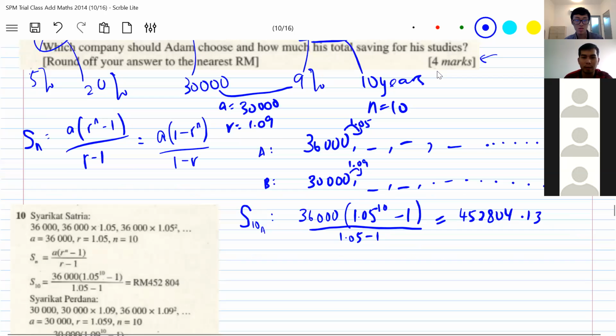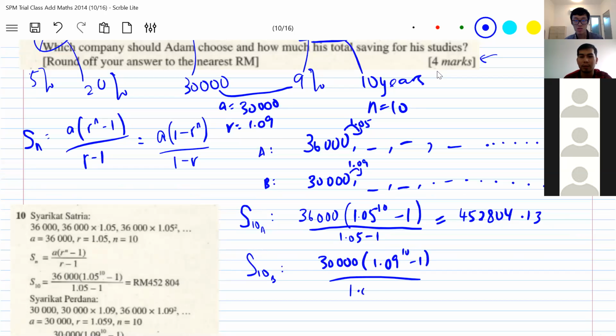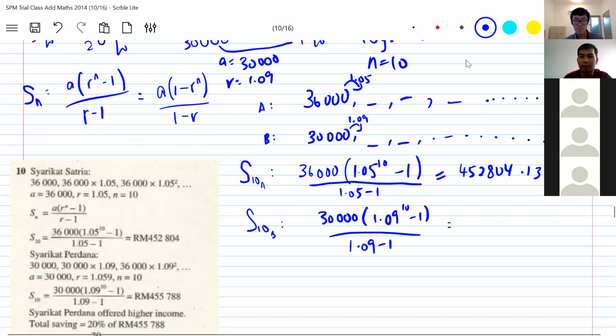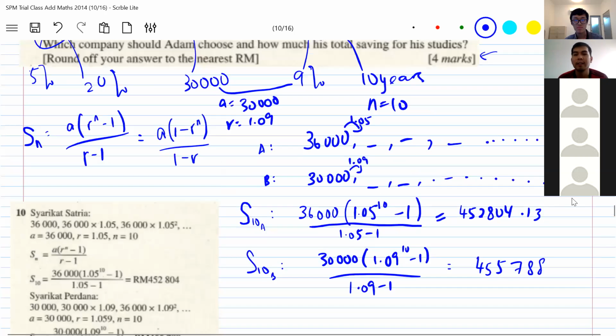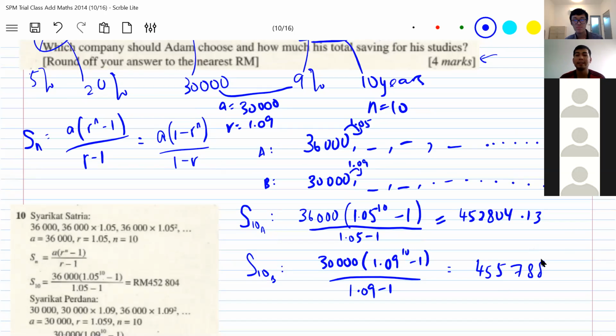Similarly, S10 for B would be 30,000 times 1.09 to the power of 10 minus 1, divided by 1.09 minus 1. That should give you an answer of 455,788. Okay, so right off you can see that the second company, in 10 years' time, will be better off than the first company.